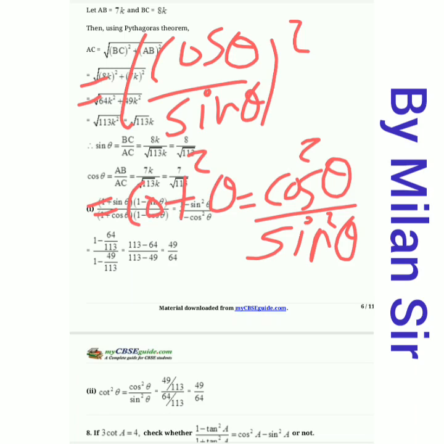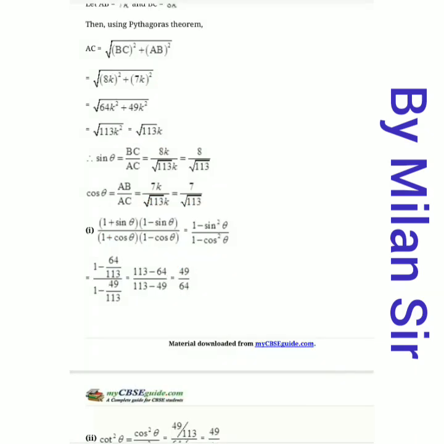Right, so cot square theta, that we already found out, it is 49 upon 64. So this is the easy way, right, because in this way we do not need to do all this calculation, directly we get our answer. Right, so this way we can also use here.